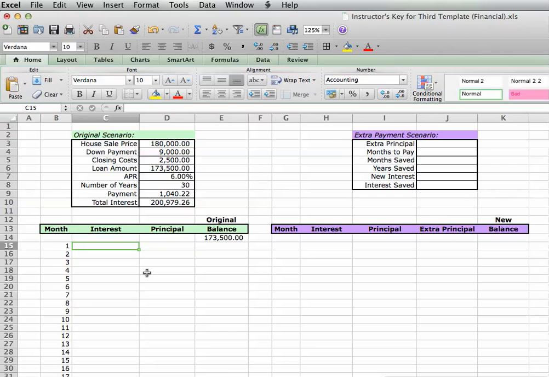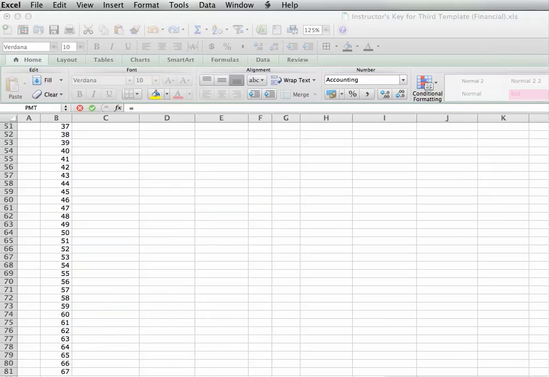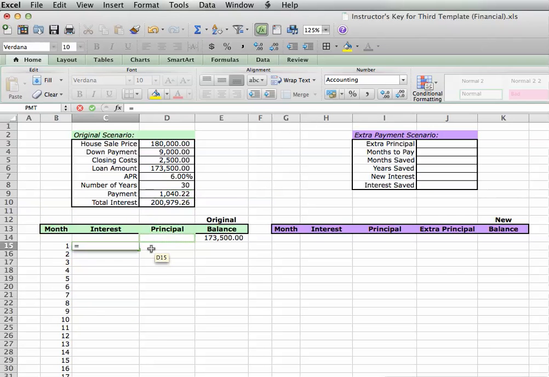And just as we did with the vehicle loan, we've got to remind ourselves we calculate interest first. So in month 1, I'm going to start out with equality. I'm going to click on the original balance. I'm going to multiply that by the interest rate, the APR.